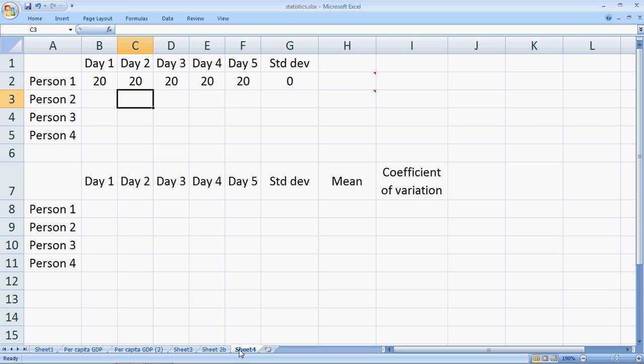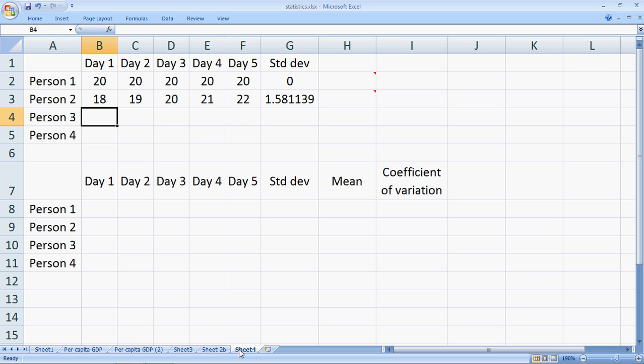Now, a second person makes 18 chairs on day 1, 19, then 20, then 21, and 22. I've tried to ensure that the mean is kept at 20. The standard deviation for this person would obviously be something higher than 0. So it's 1.58. Wonderful. So there's some variation in this data.